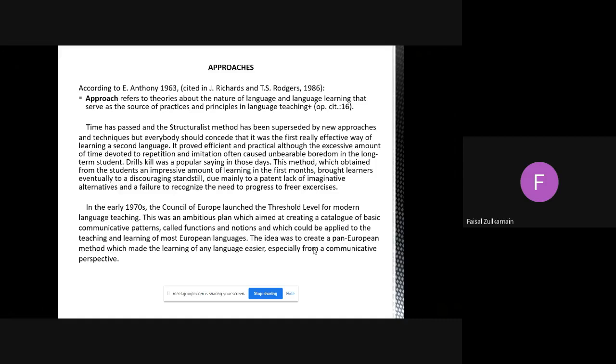to freer exercises. In the early 1970s, the Council of Europe launched the threshold level for modern language teaching. This was an ambitious plan which aimed at creating a catalog of basic communicative patterns, called functions and notions, and which could be applied to the teaching and learning of most European languages. The idea was to create a pan-European method which made the learning of any language easier, especially from a communicative perspective.